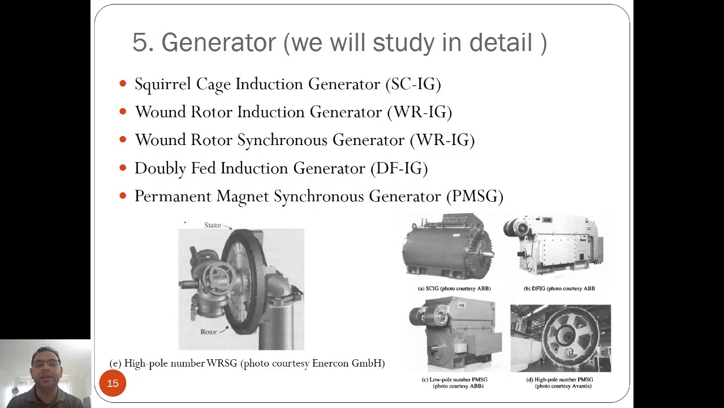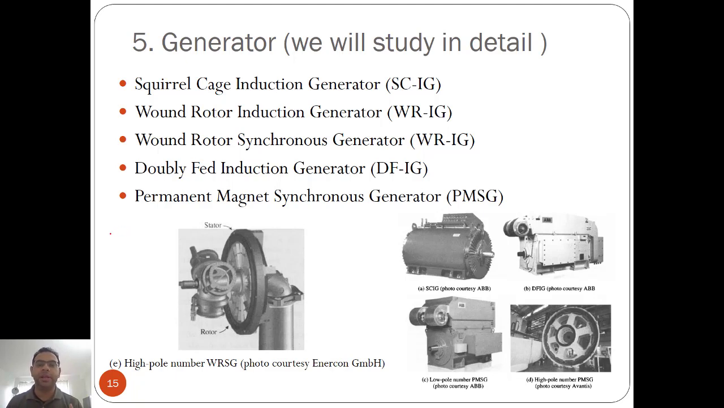And we will see that induction principle, how it applies over there, and how we can generate electricity from the squirrel cage induction generator. Then there is a possibility, rather than having steel or aluminum bars, we have a winding, and this is called a wound rotor induction generator.